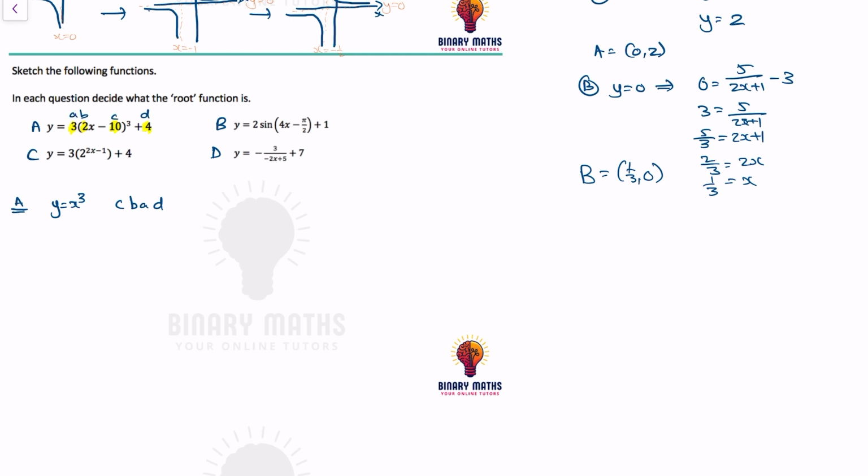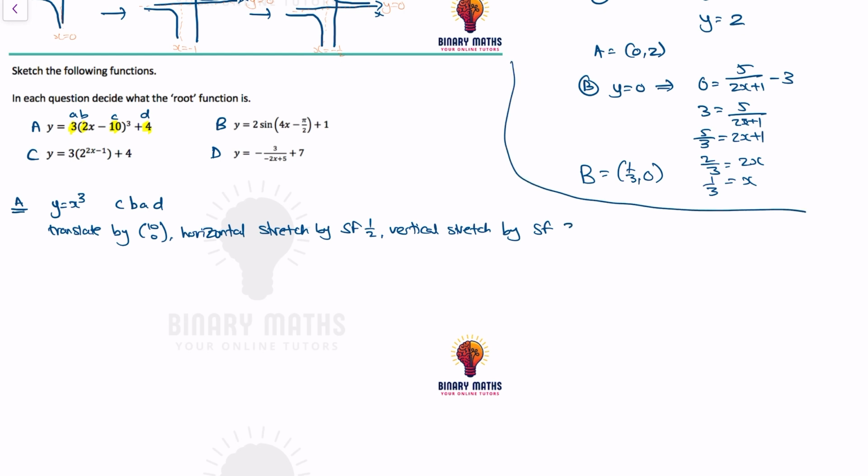So C is first. You need to translate by, because it's a minus 10, it's going to be by 10, 0. Then we need to do B, which is a horizontal stretch by the reciprocal, so by scale factor a half. Then we need to do A, which is a vertical stretch by scale factor 3. And the last one is D, which is translate in the y direction by 0, 4, because we're moving it up by 4.